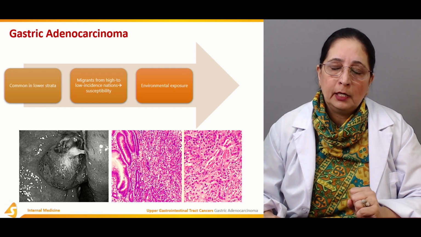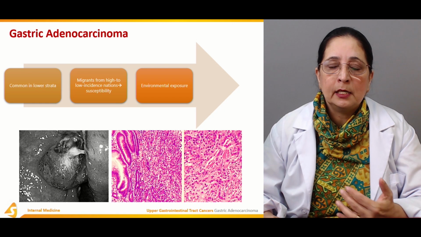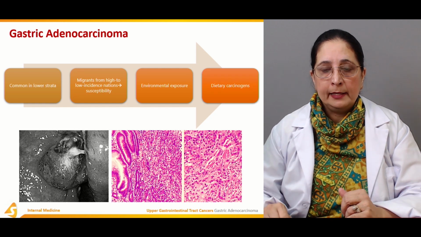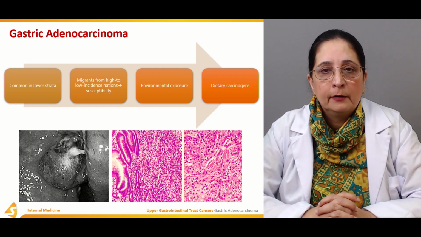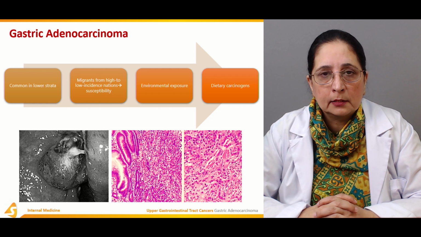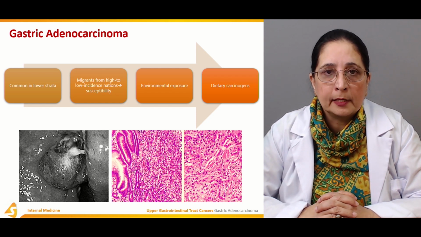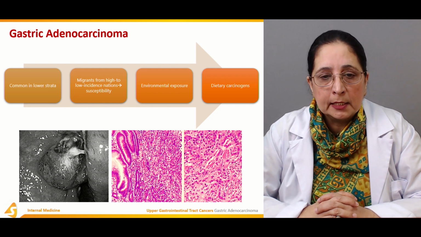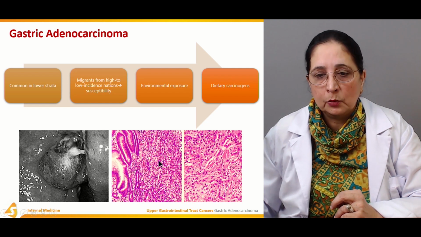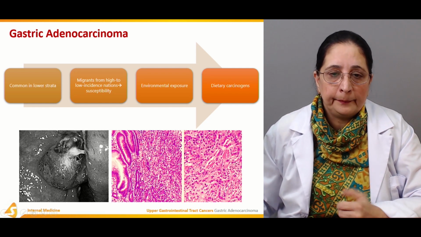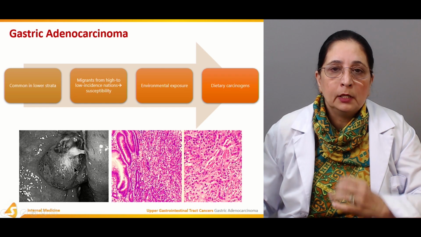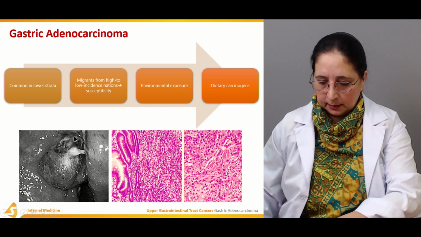Environmental exposure to different carcinogens is another important factor leading to gastric adenocarcinoma. And then some dietary carcinogens which are present in different diets and nutritional supplements are also carcinogens and cause gastric adenocarcinoma. This is the histological appearance of gastric adenocarcinoma, and this is the pathological or the actual adenocarcinoma of the stomach.